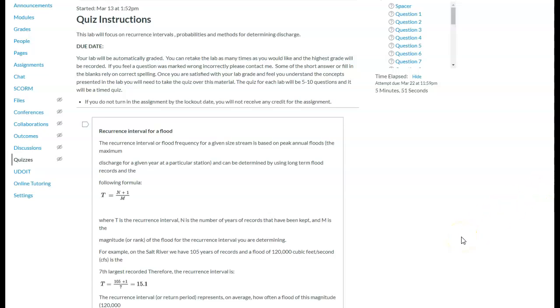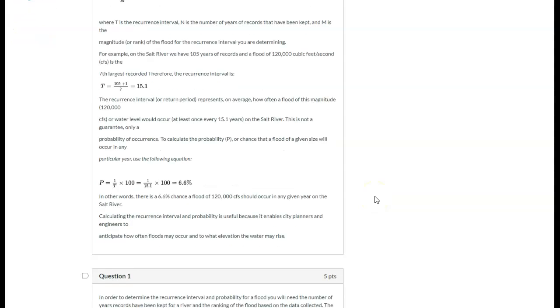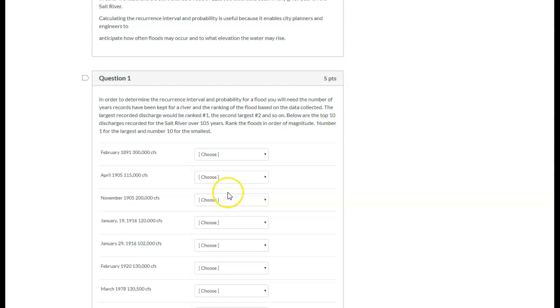Okay, let me give you a quick tutorial on the lab today, the lab you're going to do this week for flooding. So I introduced some of the terminology in the lecture portion, and that is recurrence intervals and probabilities. So the formulas are here, an example of how to do it. But one of the things that we need to do prior to doing the calculations is you need to rank.